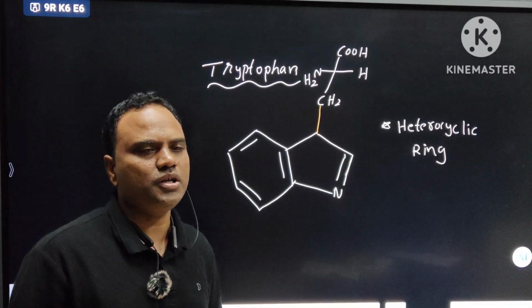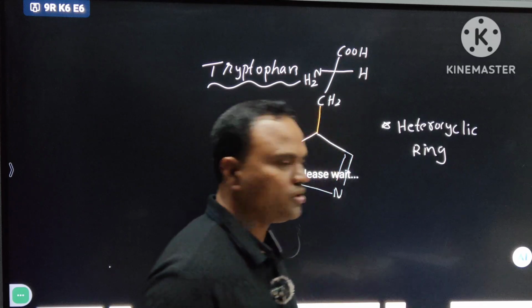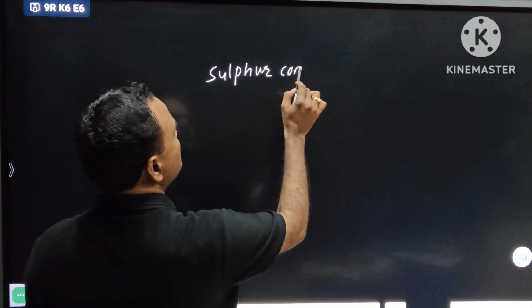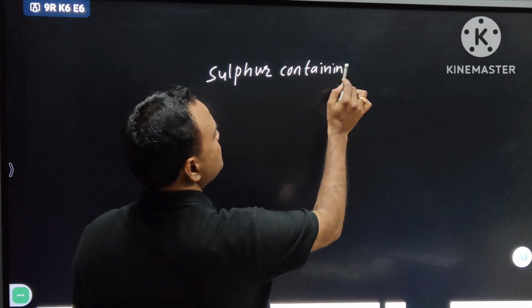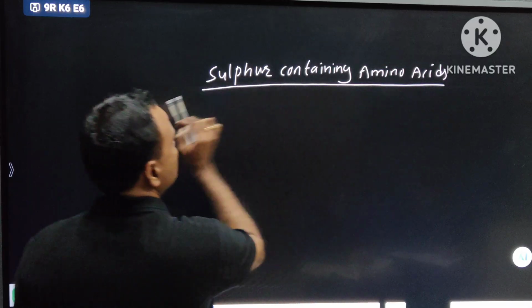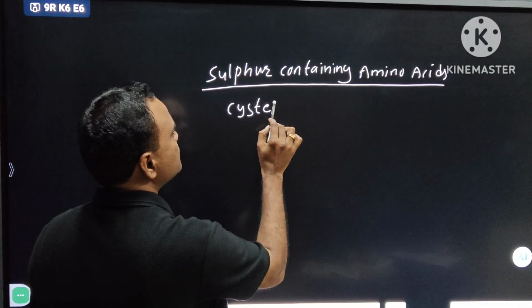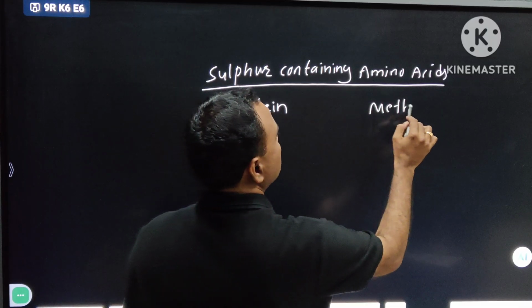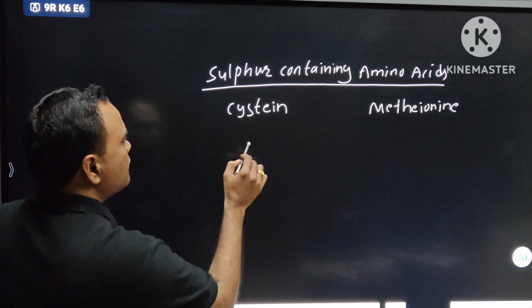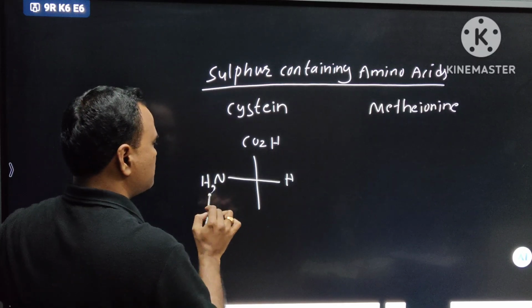Next, sulfur containing amino acids. Cysteine and methionine. Same story. Clear?